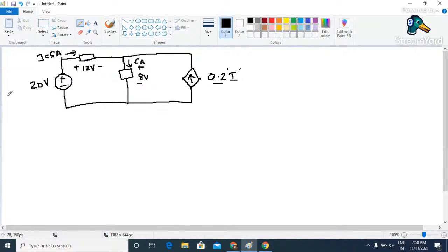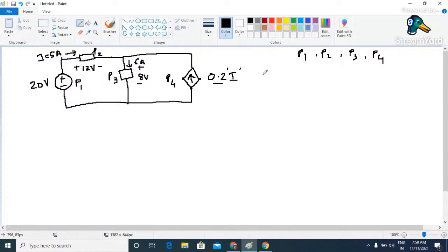Here we have indicated the power across each element. For example, the power across the 20 volt element is P1. In the same way, the power across this element is say P2, here the power across this element is say P3, and here the power across this element is say P4. Our objective is to find the value of these powers: what is the value of P1, P2, P3, and P4. This we need to find out.